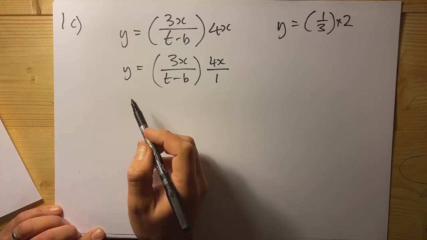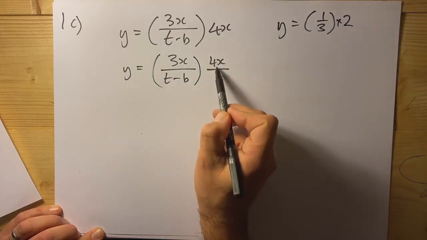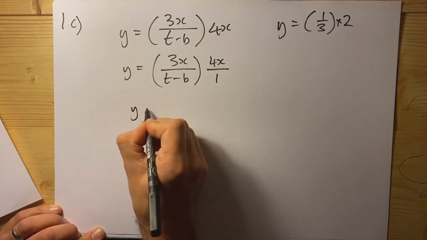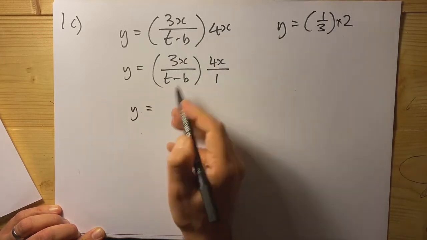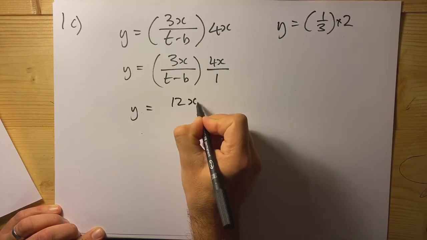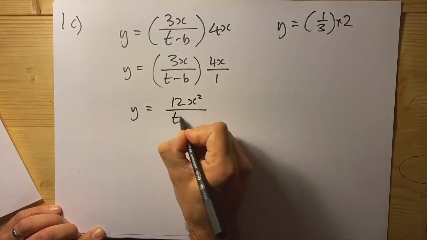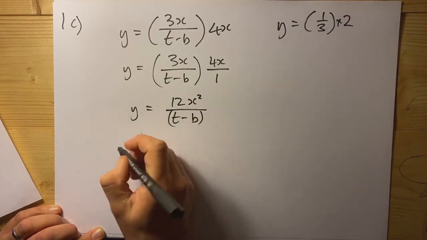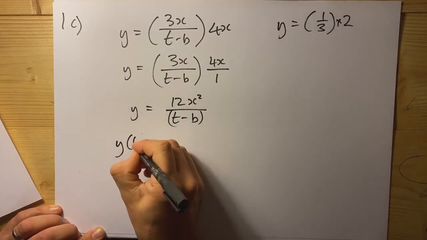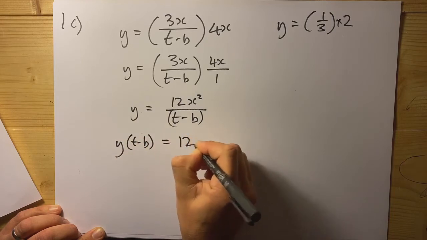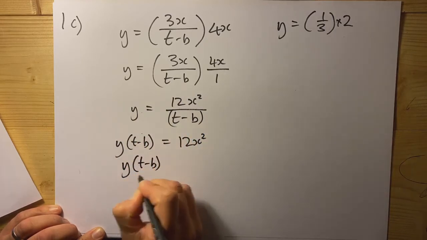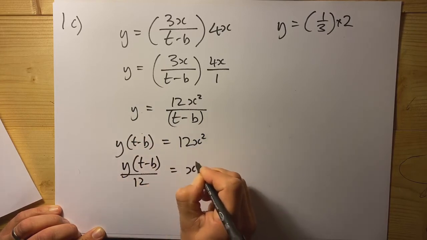I think now, if you realise that this and this are the same, you can probably do this, but let's just go through the question anyway. This now gives us 12x squared on the top, 3x times 4x, over t minus b. We can multiply both sides by t minus b to give us this equals 12x squared. Divide both sides by 12 to get the x squared by itself.